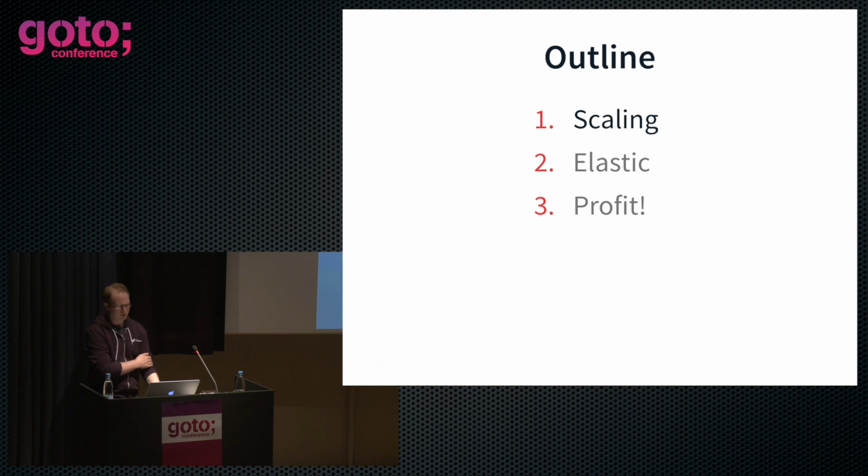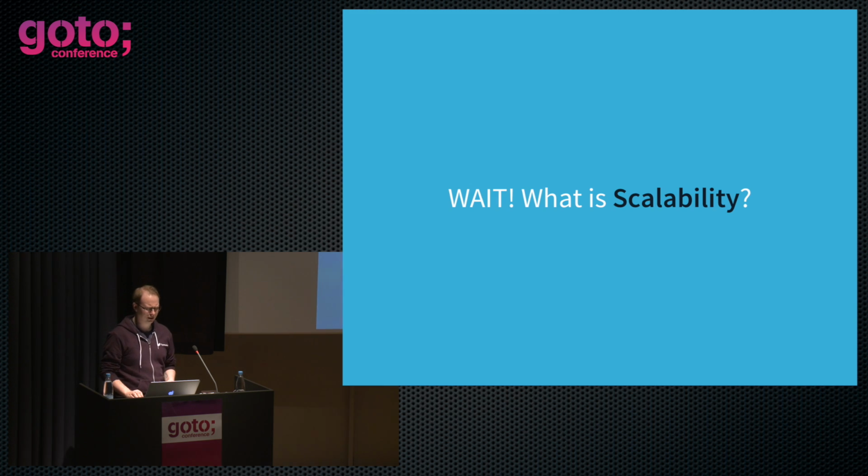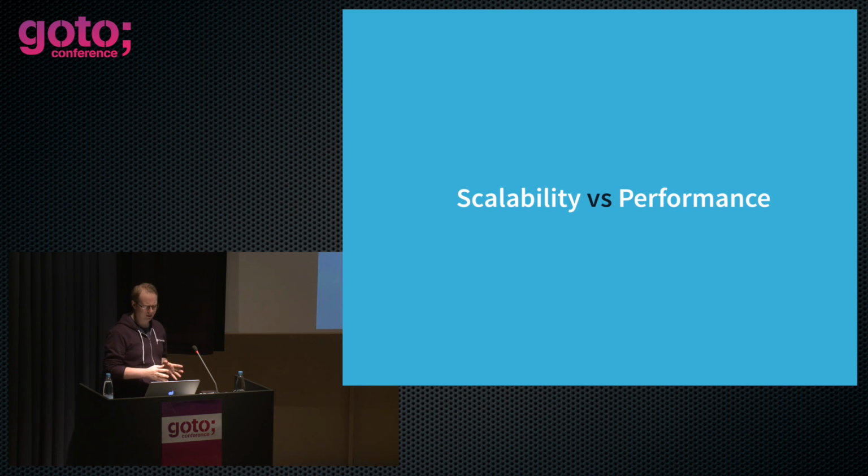So how do we do this? How do we get the elastic stuff going? Well, first we need scalability, but what is scalability? Do we really understand what scalability means? One common misconception is scalability versus performance. Scalability is about the relationship between your latency and throughput, or your graph of latency and throughput as you increase your inputs. But performance is about how long it takes to process a single item of that input. So these are separate things.